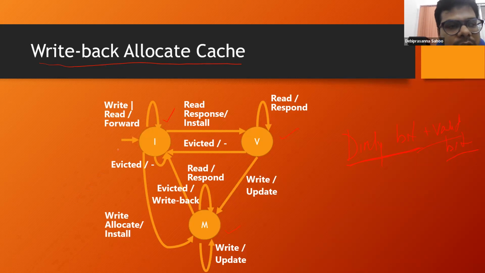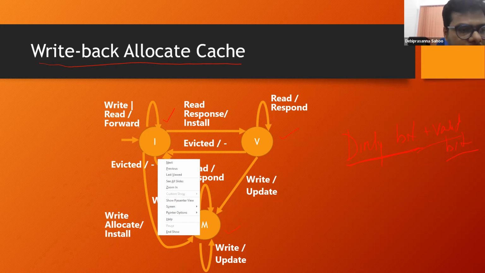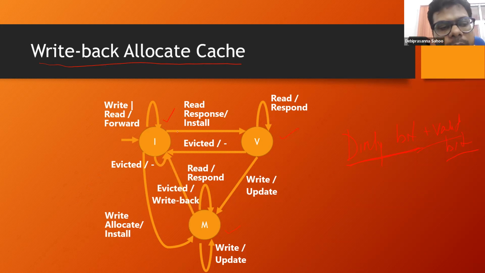Now, as with the previous state diagram, we still start with invalid state. There can be read or write, and you forward it to the next level. Upon a read response, you go into a valid state. At a valid state, you do read and respond. When you write onto it, you go into a modified state. And from a modified state, when you evict it, you go into I state. Either from modified state or valid state, you evict it, you go into an I state. So this is V or clean state. At a modified state, if you are reading it, you are responding to the data item. If you are writing onto it, you are updating the line.